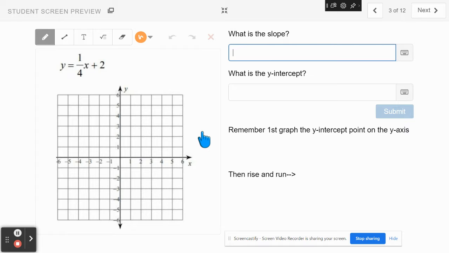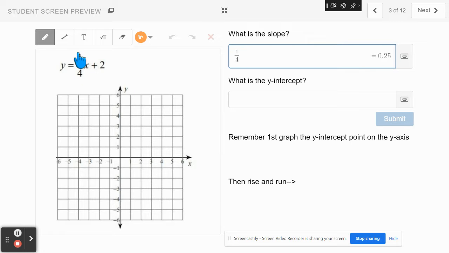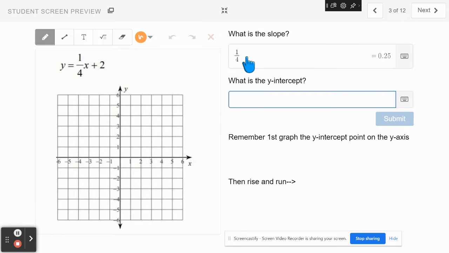Now, let's go ahead and look at this. The slope is 1 over 4. Not x, just 1 over 4. Don't put x in there. The y-intercept is 2. Okay?